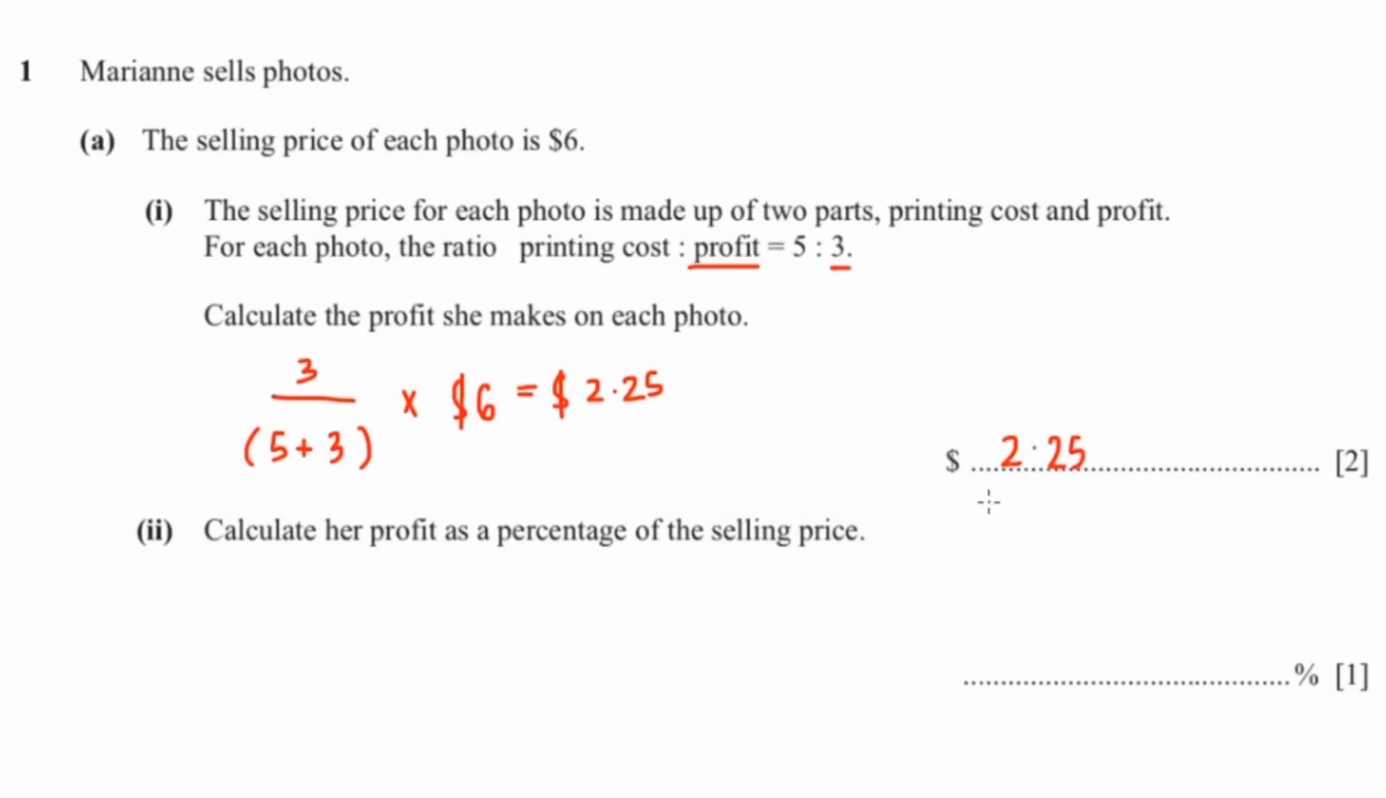So the profit she makes on each photo is 2.25. Now the next question is asking us to calculate the profit as a percentage. So we know that the profit is 2.25. Let me just write that down. And the selling price is 6. And then we're going to multiply it by 100 to find the percentage. When you put that into your calculator, you would get 37.5%. So the profit as a percentage is 37.5%.